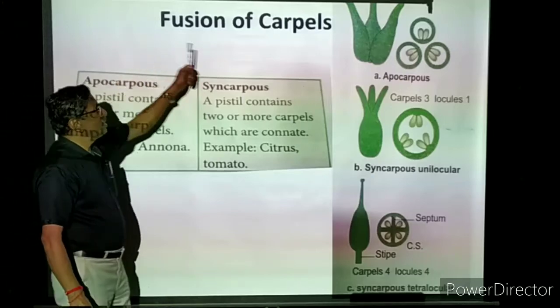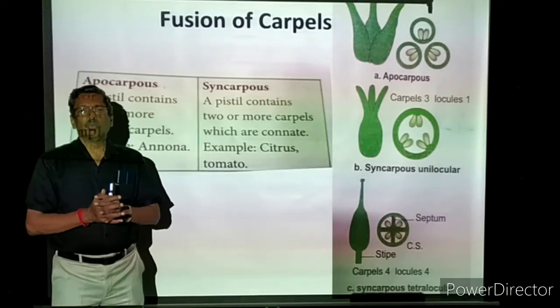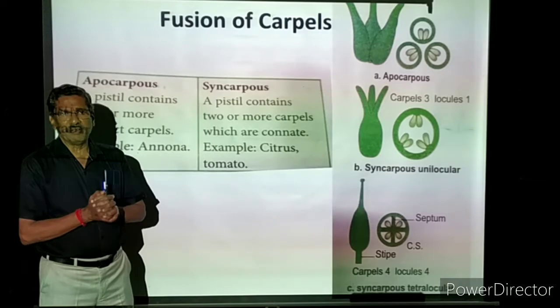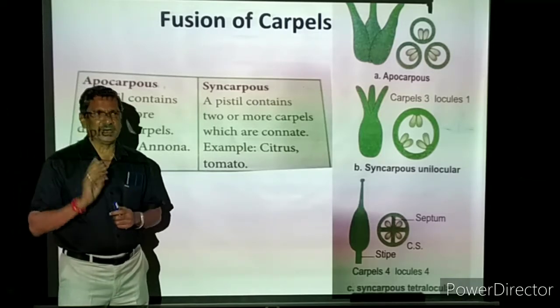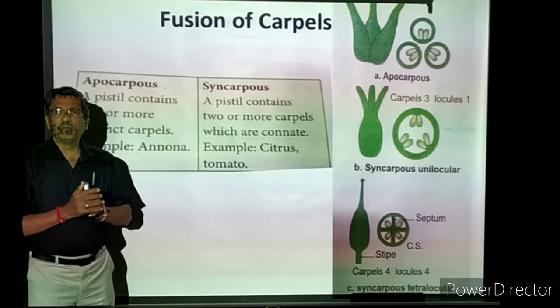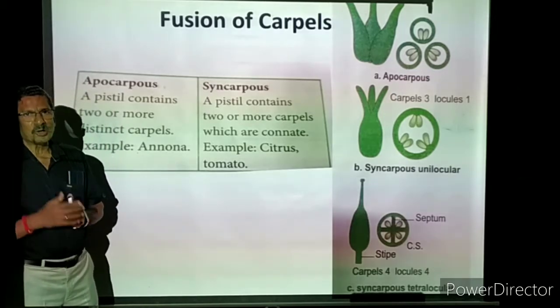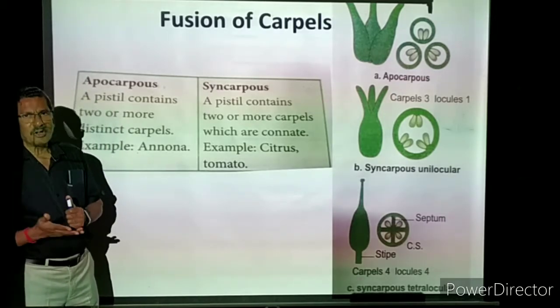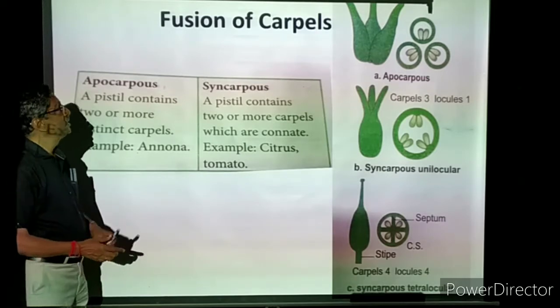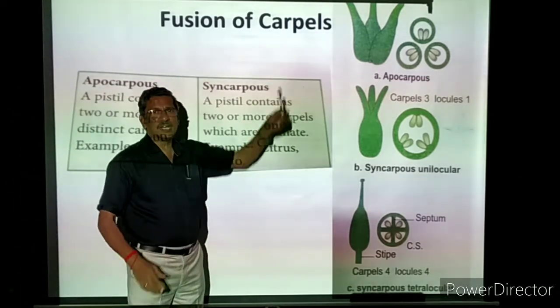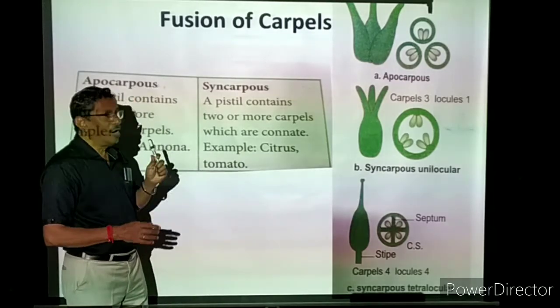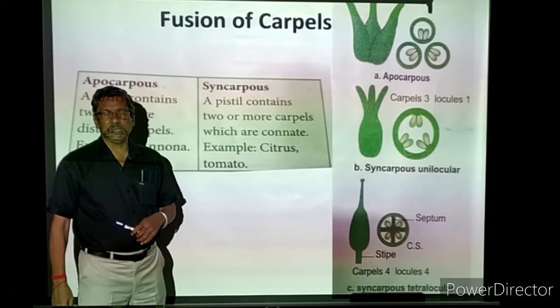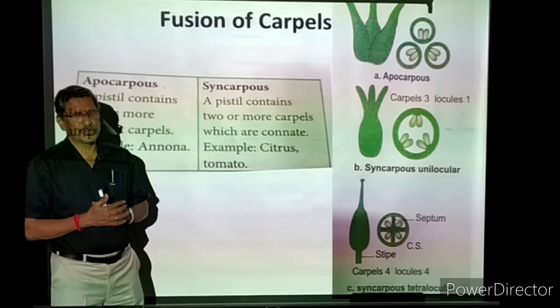We are going to see the fusion of carpels. For example, one ovary is there in one flower, only one carpel is there, no problem. That is a single carpel, individual. But sometimes the ovary has two carpels, three carpels, four carpels, five carpels, more than five carpels. Whether the carpels are free from each other without touching each other, or they are fused, we have to see. They are touching. Touching means fused.